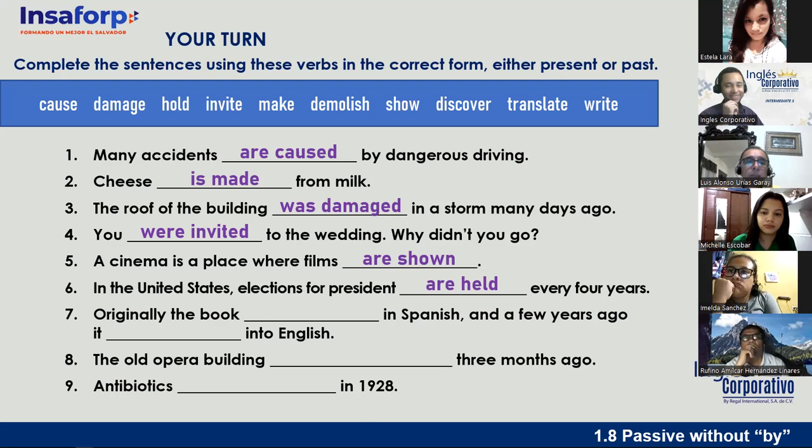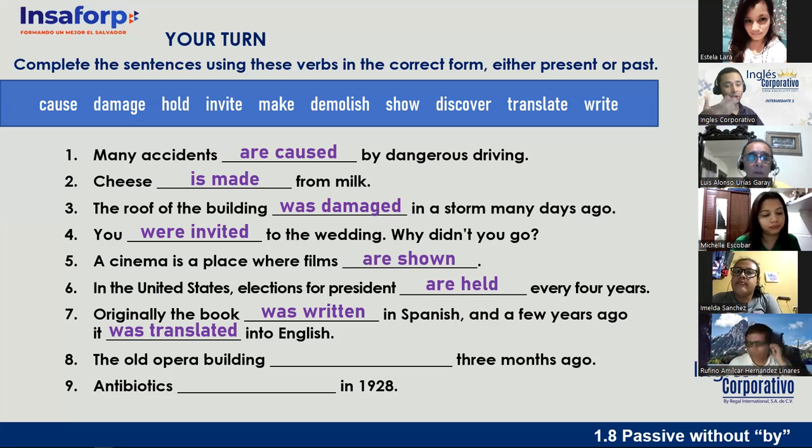Porque ya lo escribieron el libro. Entonces, originally the book. Was written. Was written. In Spanish, a few years ago. A few years ago. It translated into English. It was translated into English. Okay, yeah, that's the way it goes. Originally, the book was written in Spanish. And a few years ago, it was translated into English. Originalmente, el libro fue escrito en español y unos años después, o hace unos años, ¿verdad? Fue traducido al inglés. Okay, so that's the meaning of it.